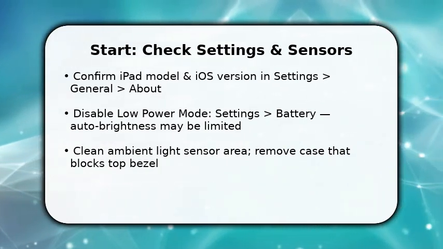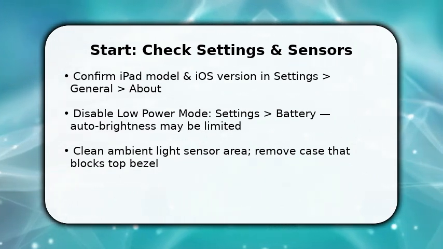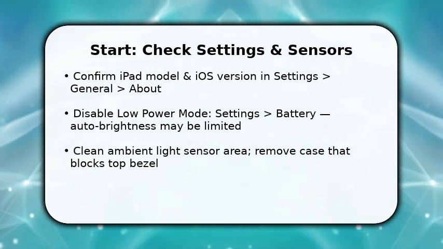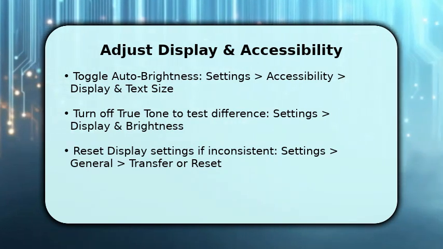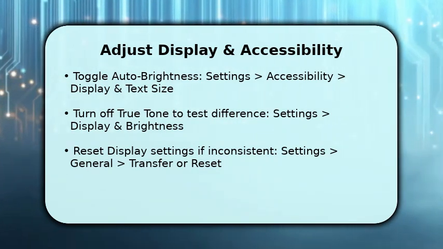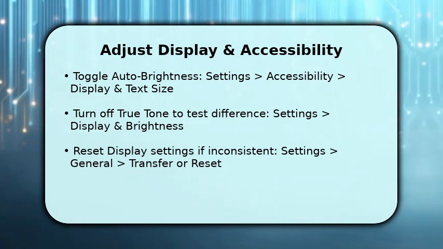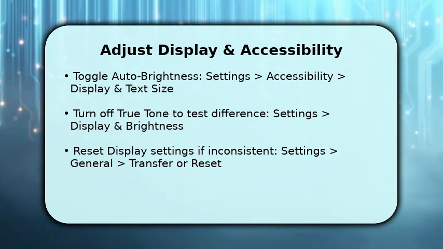Now open Settings and proceed to Display and Brightness. This first action lets the device measure ambient light properly before you change any toggles. Next, you'll adjust system-level controls that govern automatic brightness. Go to Settings, Accessibility, Display and Text Size, and toggle Auto Brightness off, then on, to recalibrate the sensor. This forces a fresh reading.